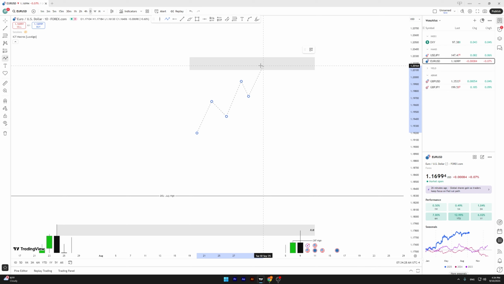Once it reached there, I will wait for a proper MSS or change in state of delivery, and then I will enter at the IFEG above the midnight open. So midnight open is the most important thing you have to look for. So price created a turtle soup, basically a buy side stop, then CISD, and then entry at inversion. Basically the IFEG which price violates, and this becomes your first entry point.